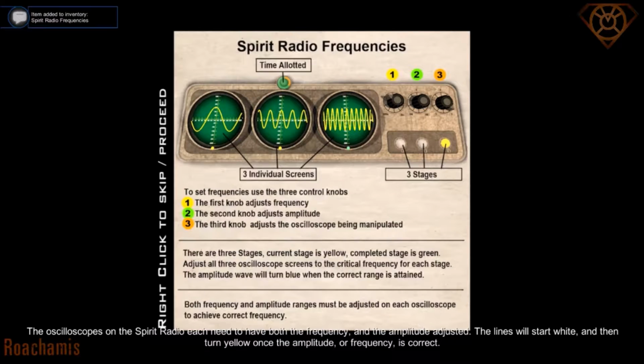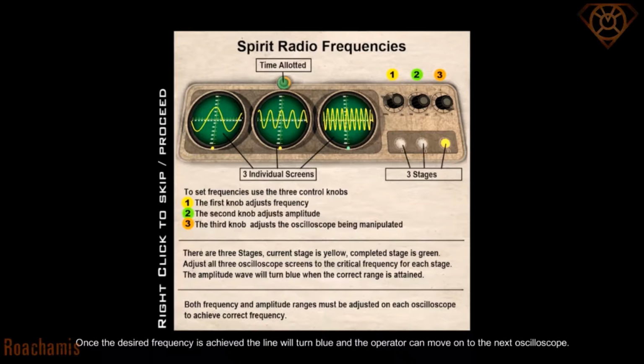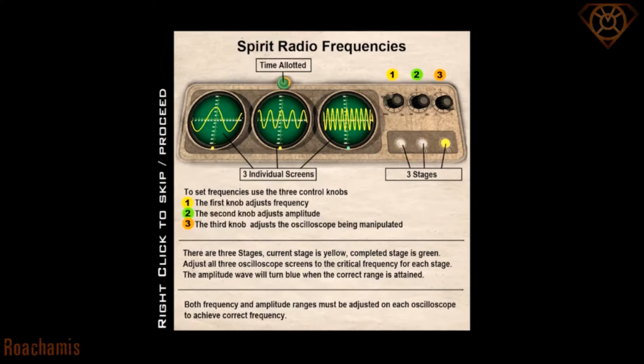The oscilloscopes on the spirit radio each need to have both the frequency and amplitude adjusted. The lines will start white and then turn yellow once the amplitude or frequency is correct. Once the desired frequency is achieved, the line will turn blue and the operator can move on to the next oscilloscope. There are 3 stages to the spirit radio. Once complete, the operator will be able to make contact with the dead.